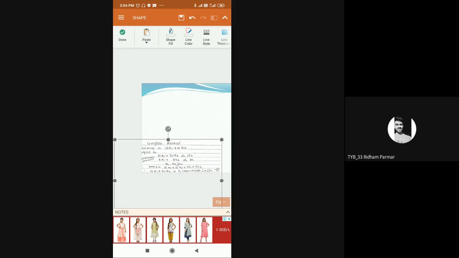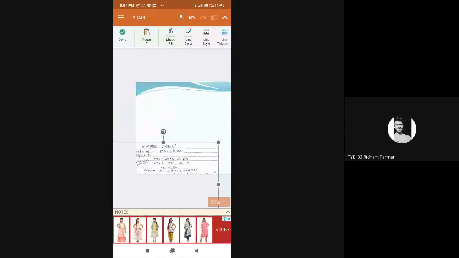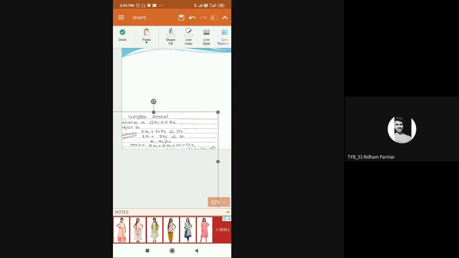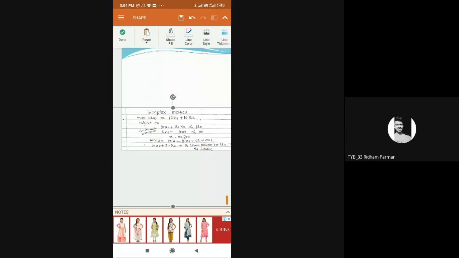Just I will adjust the slide. Sorry. Table.